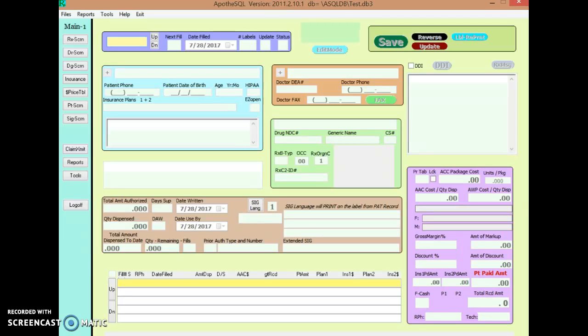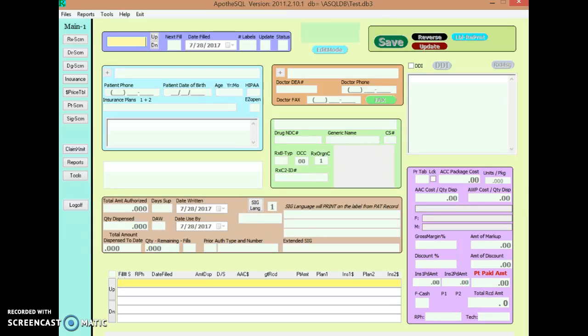However, non-sterile compounding is probably the most common in the retail setting. So that's what we're going to focus on this week in this particular chapter: how to input a compound for a retail setting. Those are the examples that they're going to be using.